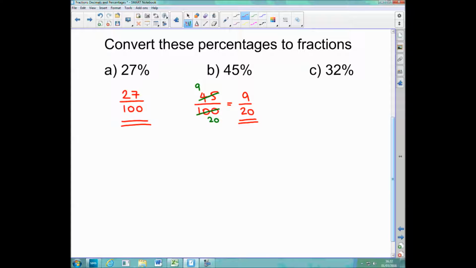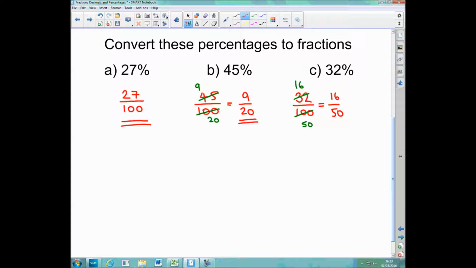The last one, going to start again like I've done before. 32, write it over 100. Okay, I've noticed that these two are even, so I can divide both of them by 2. 100 divided by 2 is 50. 32 divided by 2 is 16. So I'm just going to write that out, 16 over 50.